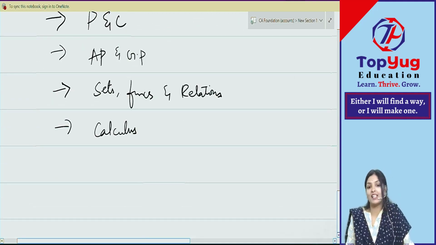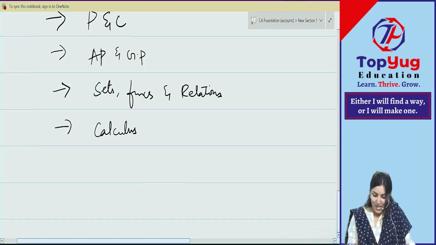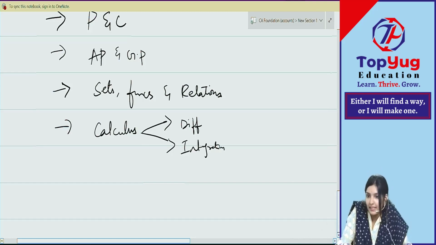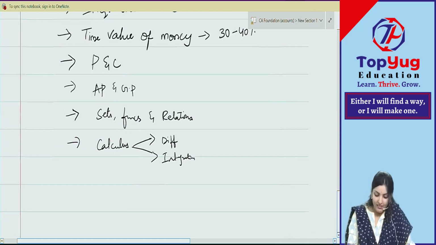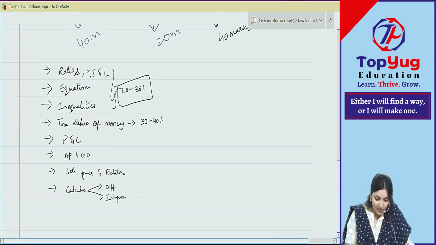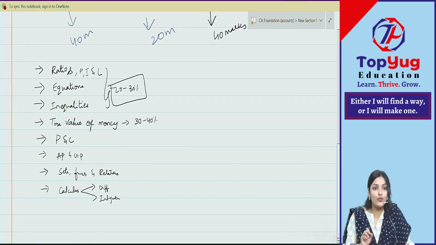One of my again favorite parts it is. So here you would be having two things, differentiation and integration. I hope I am not bugging you by telling the syllabus. Okay, even if I am, you have to bear me for some time to know the syllabus. So these are the first 8 chapters of your BM.